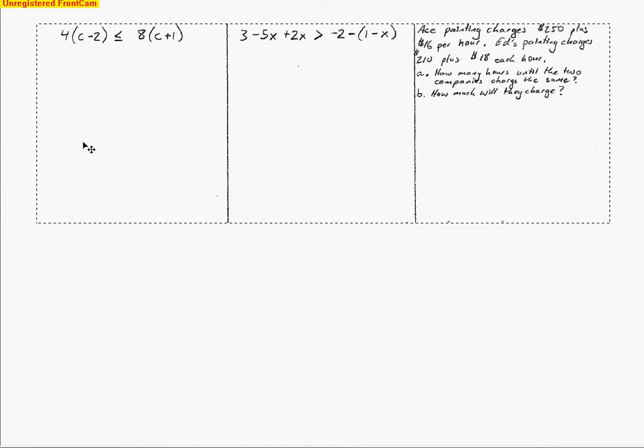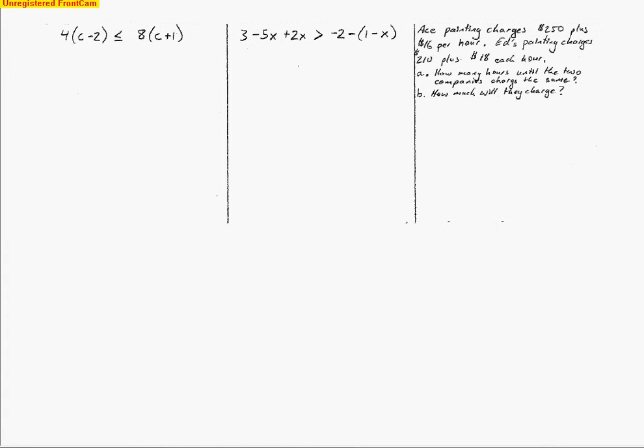And here they are. Here we have to use the distributive property. And so I'm going to distribute that 4 over that subtraction. So I'm left with 4c minus 8. And then over here, I've got a greater than or equal to sign. And distribute this, I end up with 8c plus 8. And so from this point, now it becomes a problem just like we had dealt with before.